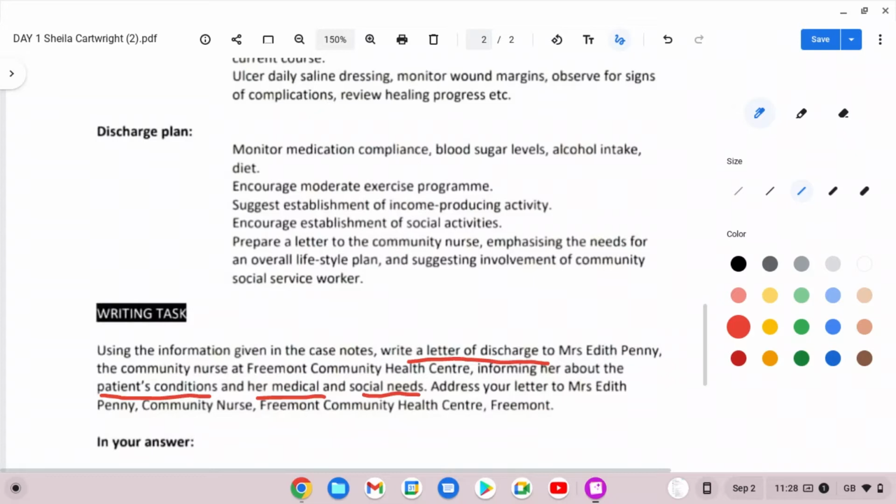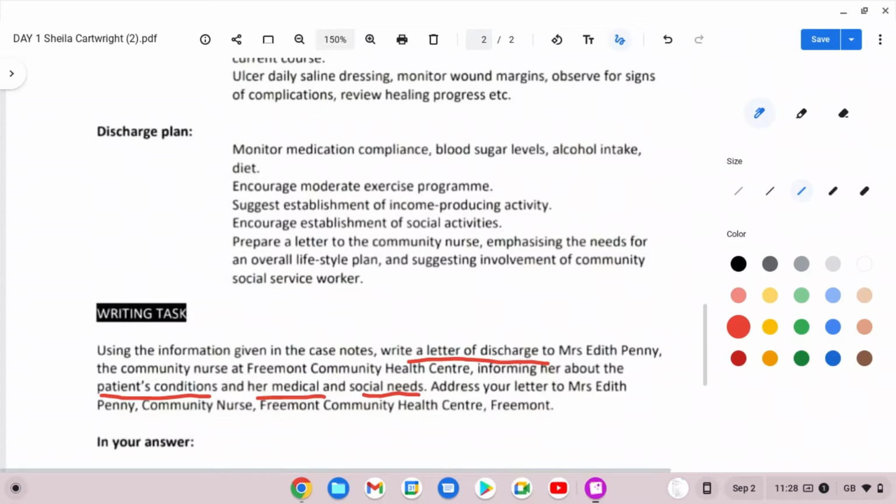You can plan like this: write about all the medical things in one paragraph, and then the social needs in a second paragraph. Then you can summarize the letter. Either you can write like that or you can write in your own style. Okay, these are the planning steps of the letter.